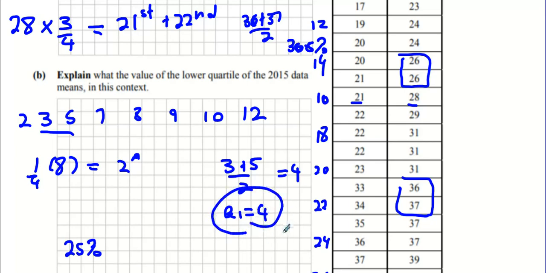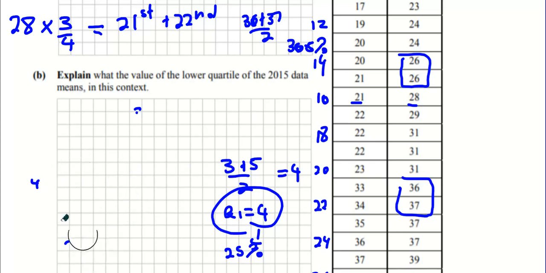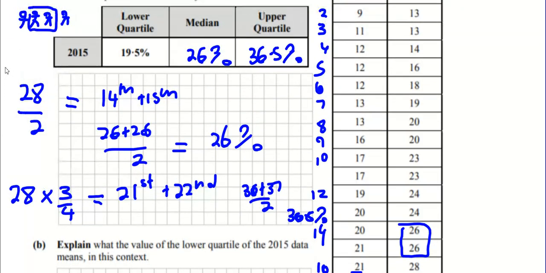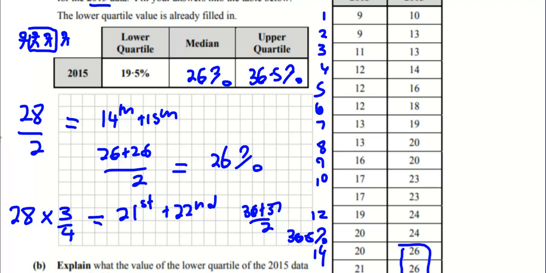What we're saying is 25% of all countries, or 25% of people, will have this score or lower. So when we're talking about the lower quartile in the context of this question, and the lower quartile is 19.5%, we're expecting that 25% of countries have a female percentage of less than 19.5%. You can just see it here.